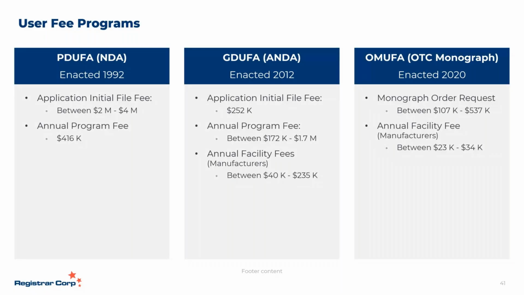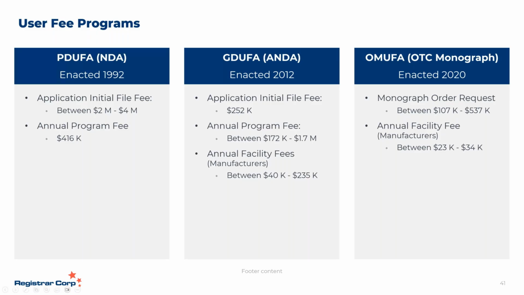So I've been mentioning fees. User fee programs is not a new concept. For drugs marketed under a new drug application, applicants have been paying fees to FDA since 1992 under the Prescription Drug User Fee Amendments, PDUFA. When a new drug application is filed, the applicant can pay between, right now, about $2 to $4 million, depending on whether clinical data is needed. After an application is approved, an applicant pays an annual fee to FDA, which currently is about $416,000 every year.